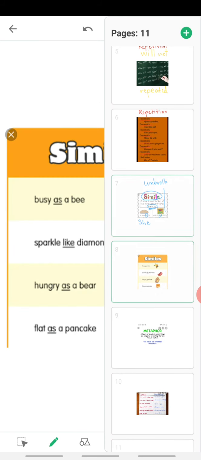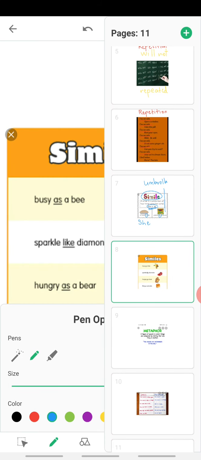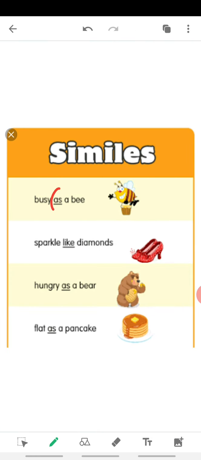Let's see some examples of similes. As busy as a bee. Teachers are as busy as a bee. Sparkle like diamonds. Students sparkle like diamonds. Hungry as a bear. My friend was as hungry as a bear after the Navratri fast. Flat as a pancake. Flat means thin, flat. So you can write some example like she is as flat as a pancake, or the roti was as flat as a pancake. You can give any example.